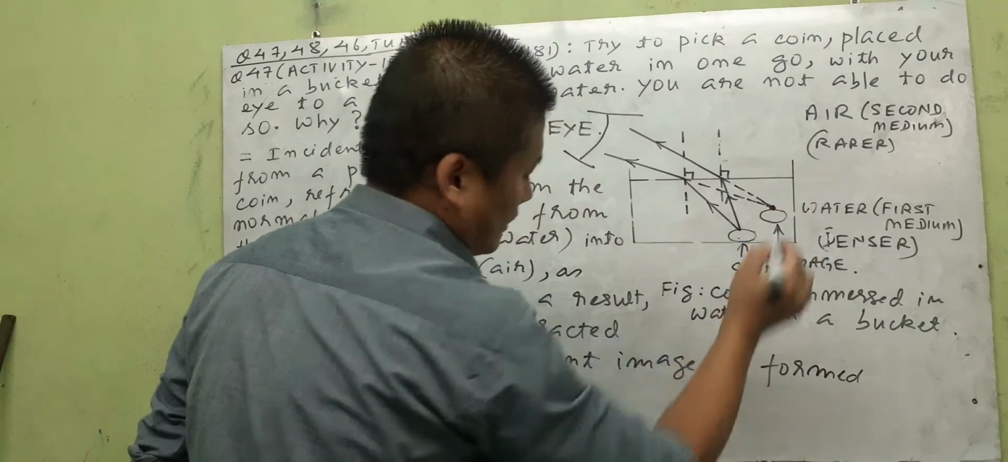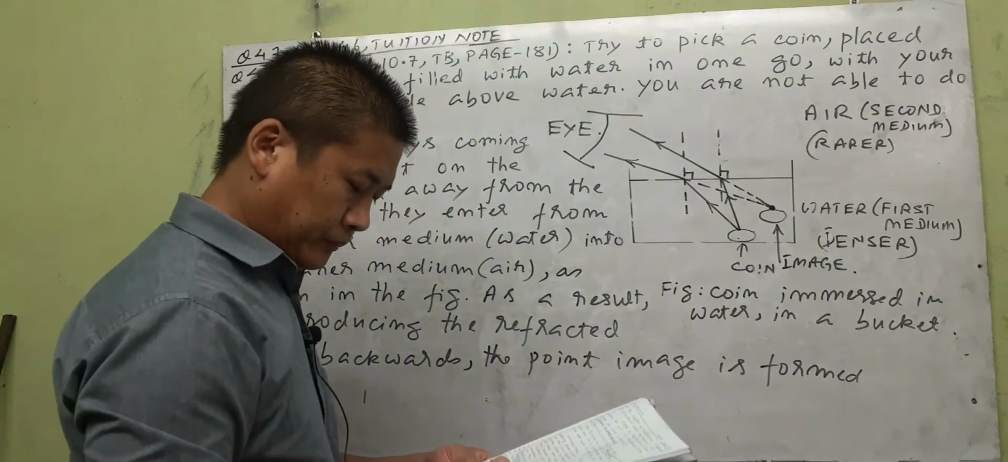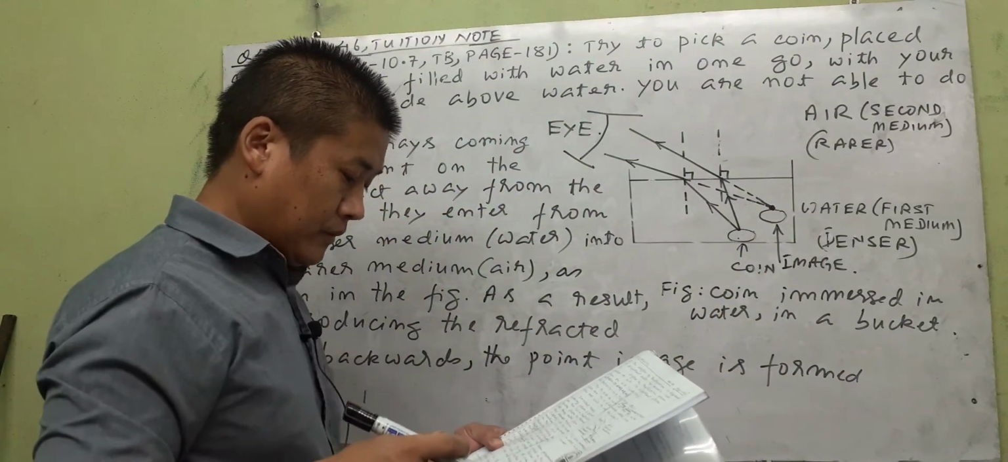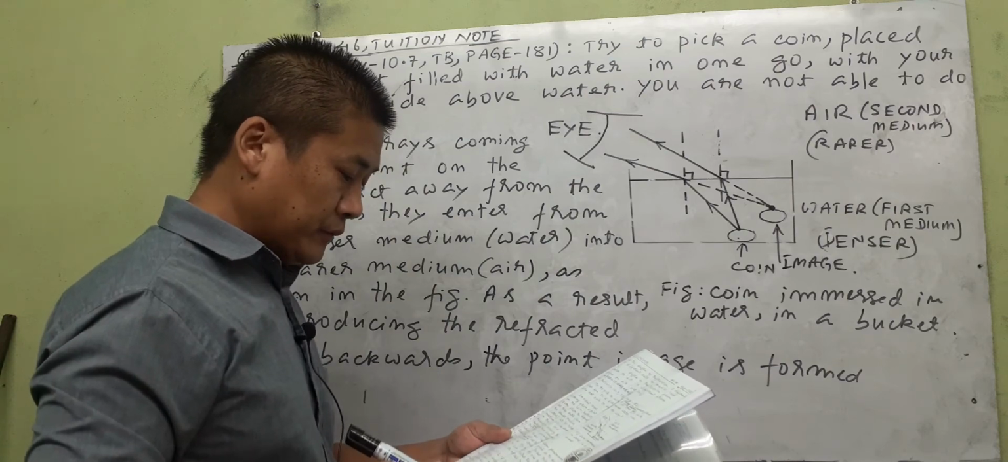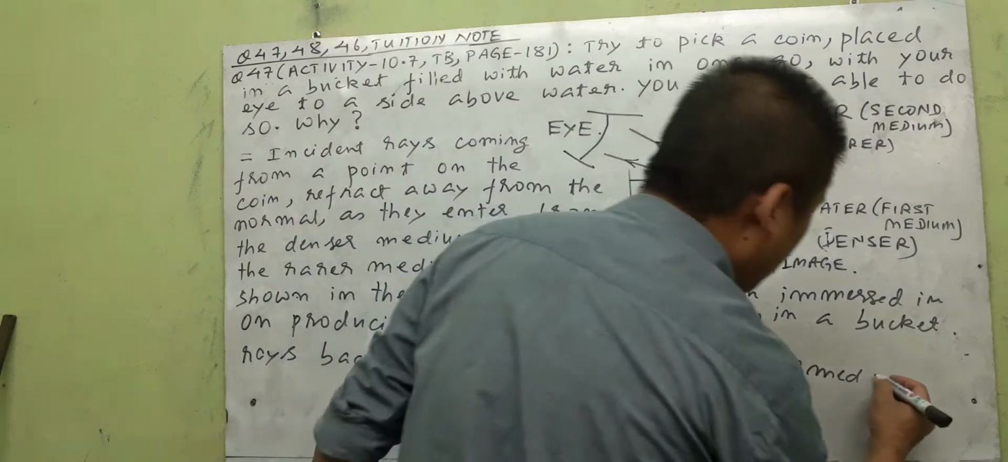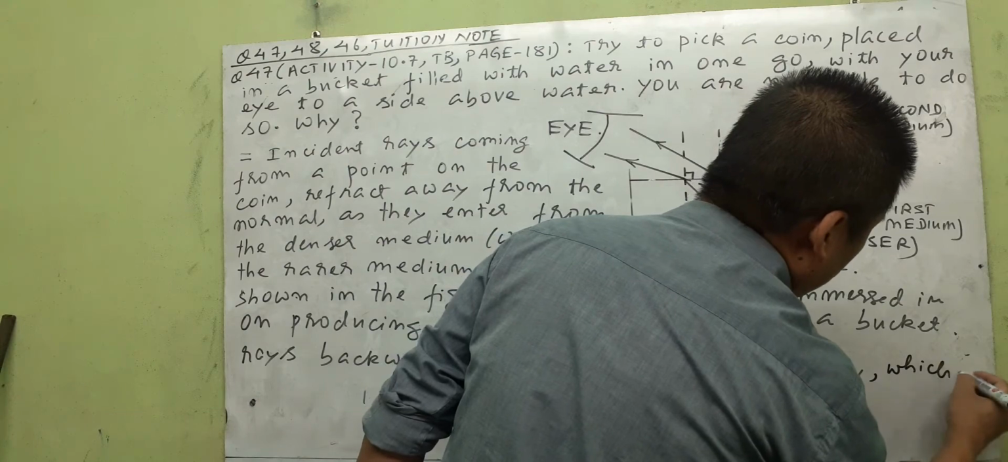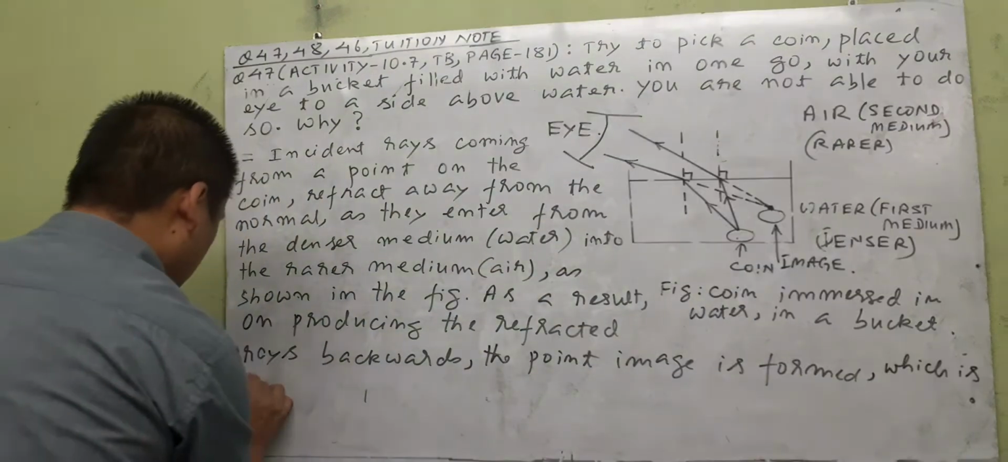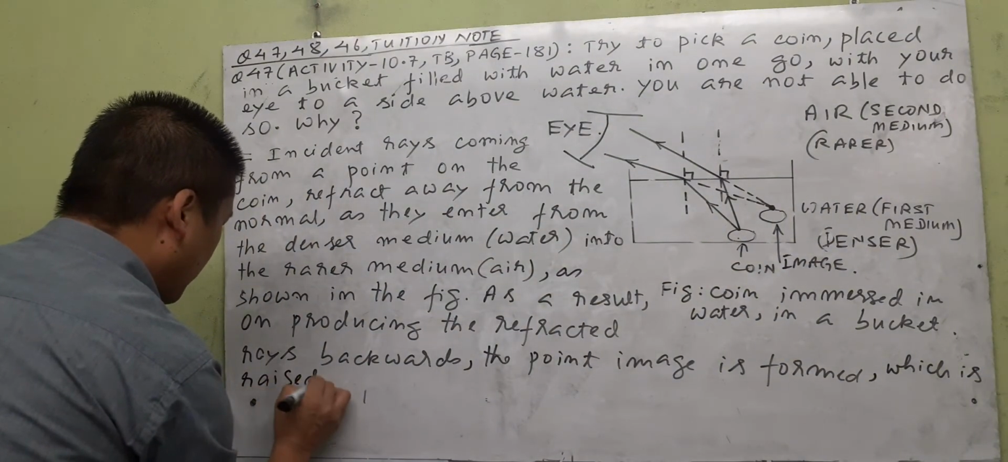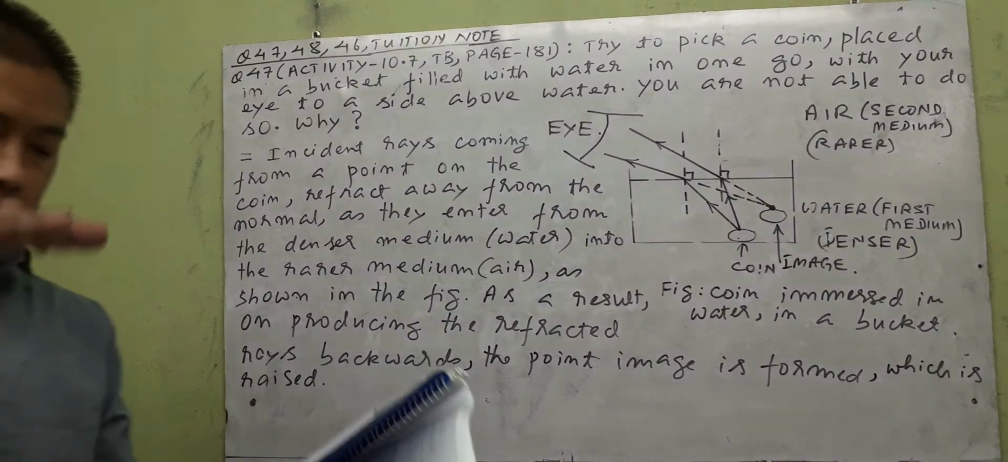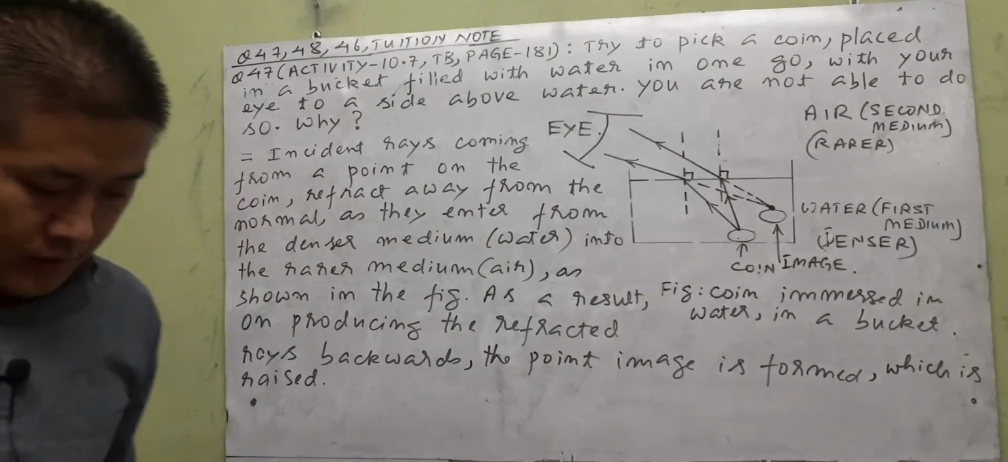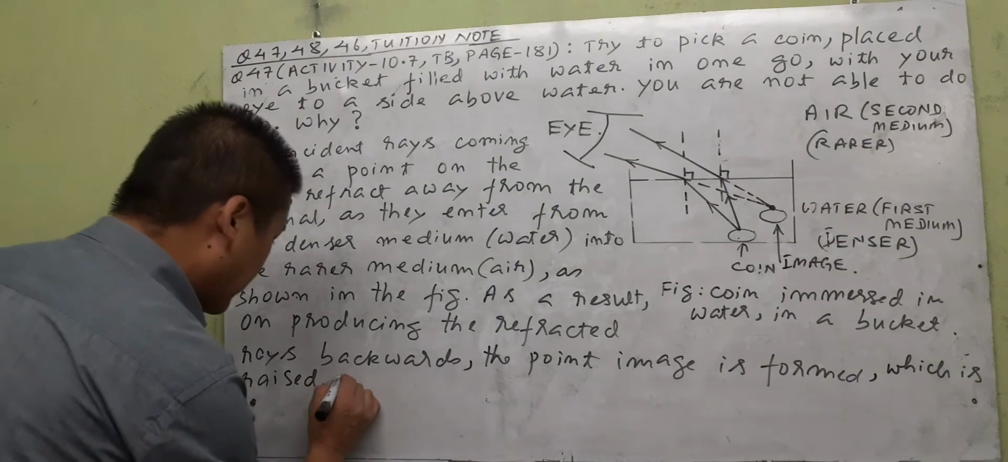This point image here is formed. The point image is formed, which is raised above the real coin. It's above the real coin, the image. Thus, the same phenomenon takes place for all the points on the coin.